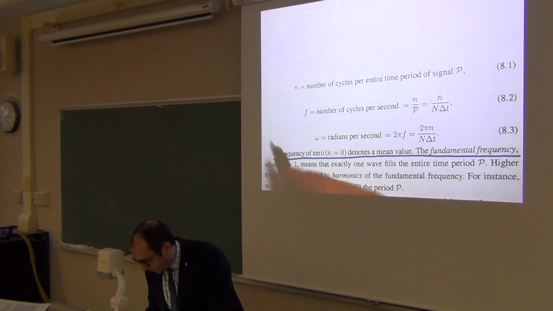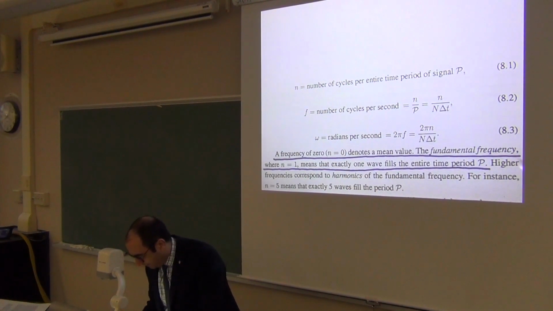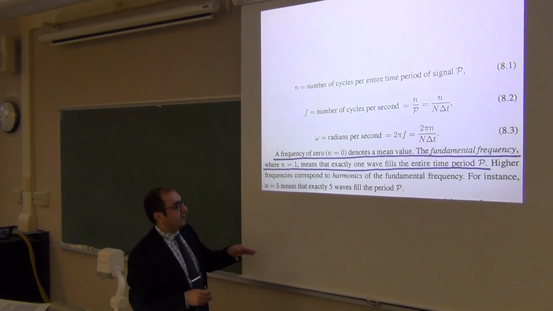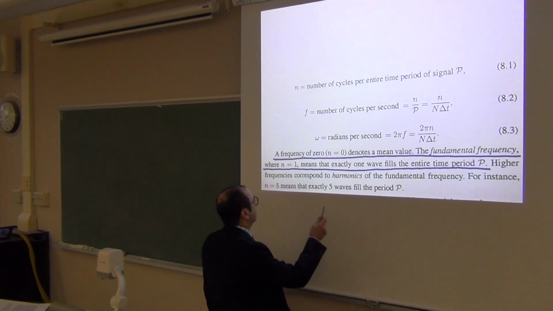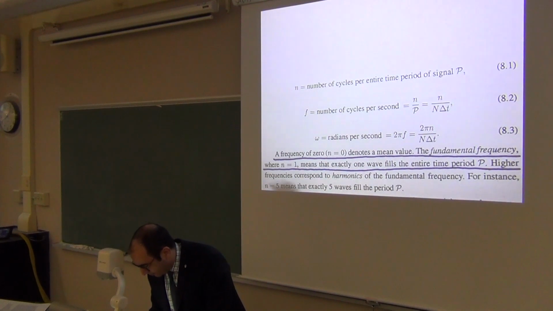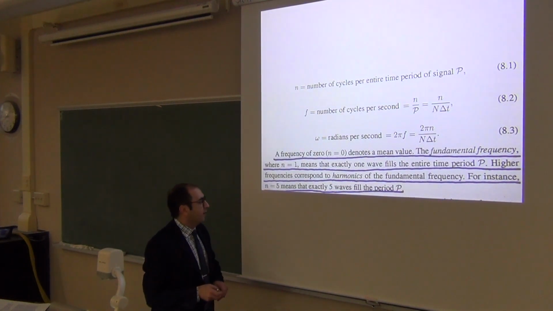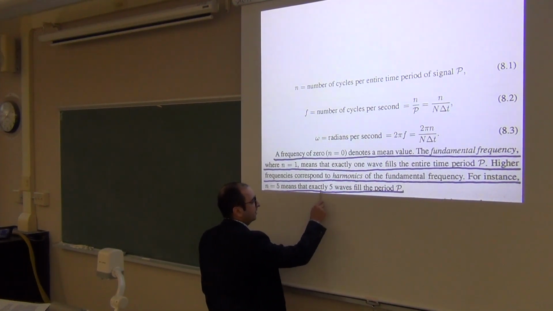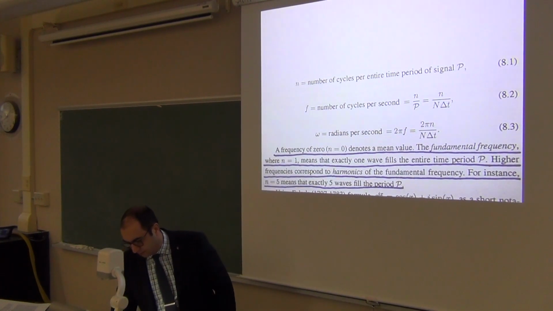The fundamental frequency is associated with n equal to 1, and it means that exactly one wave fills the entire time period t. So if I get one full fluctuation per minute, and time period was 1 minute, that corresponds to n equal to 1. But more things happen. You could have higher frequencies corresponding to different harmonics of the fundamental frequency. That means you fit more and more waves in the same time signal. If n is equal to 5, this means that you exactly fit 5 waves or 5 fluctuations in the signal.